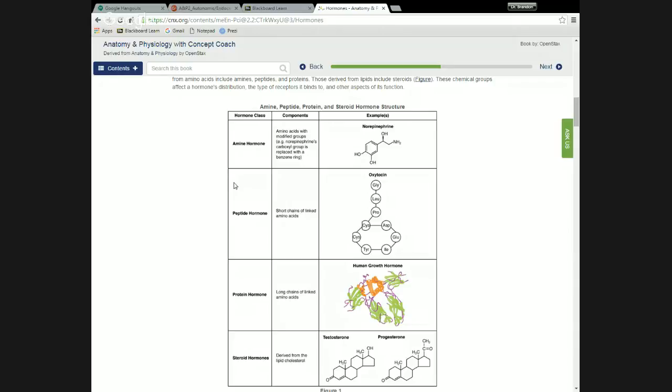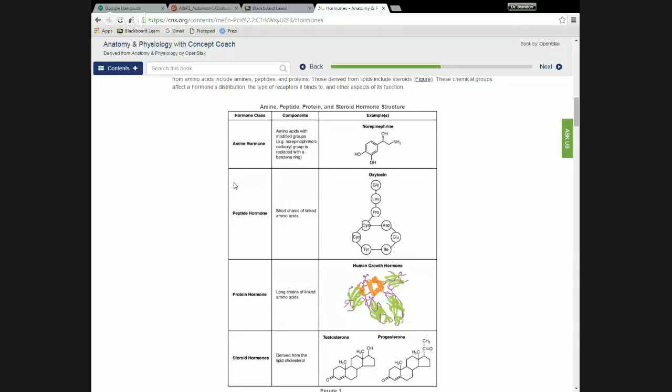But let me give you some examples of lipids. The biggest one are steroids, which are derived from cholesterol. And the other big one that we're going to deal with are thyroid hormones, which are T3 and T4.